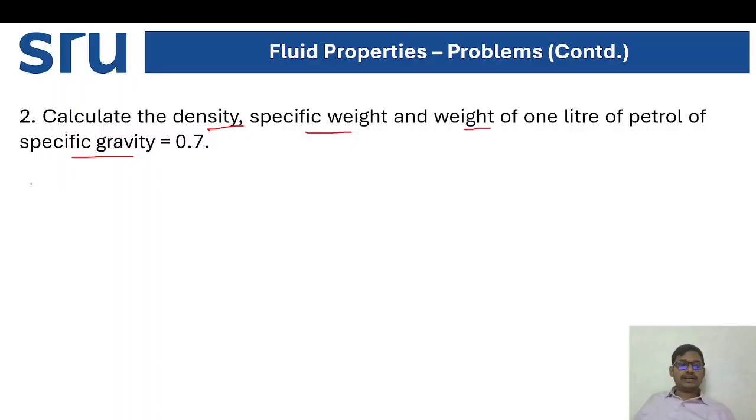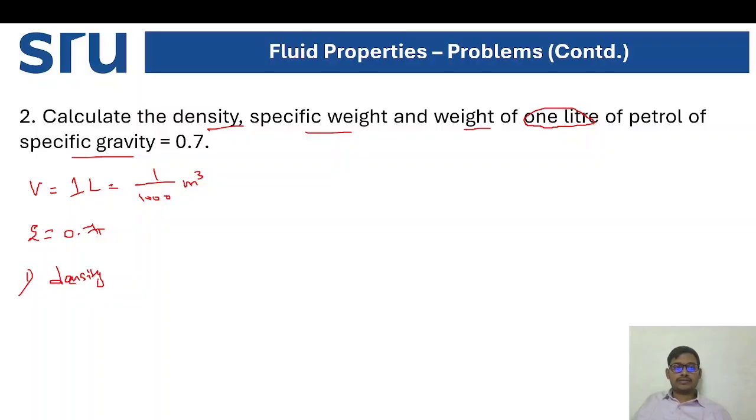So similarly, volume equal to 1 liter equal to 1 by 1000 meter cube, because as they mentioned here clearly it is 1 liter of water. Next, specific gravity is denoted by S, that is 0.7.